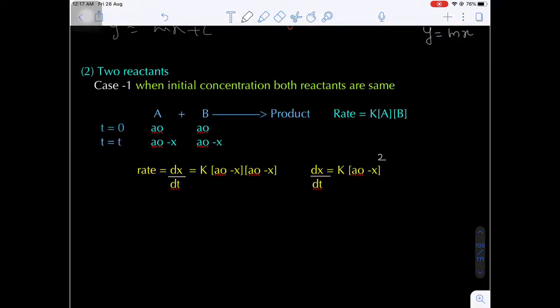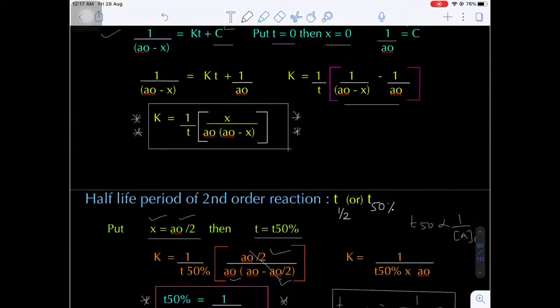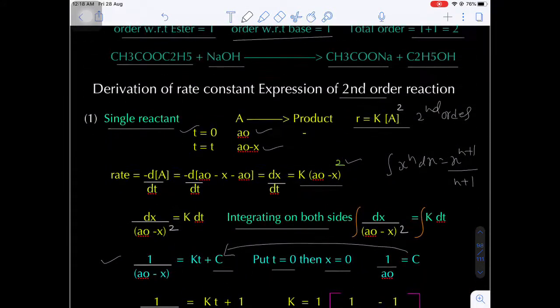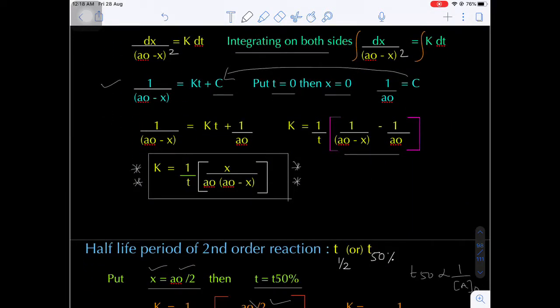This is very important. Now in the second order reaction, suppose I have only a single reactant, then what is the rate constant expression? K is equal to 1 by T into x by A naught into A naught minus x.